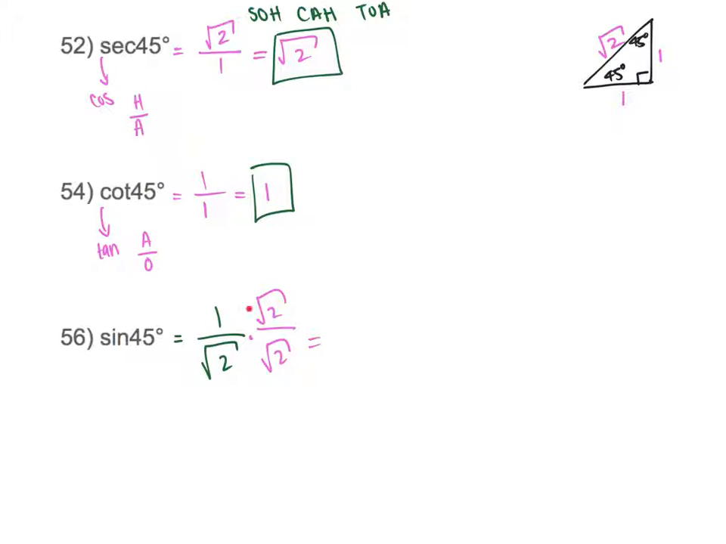So if I multiply the top here, I get the square root of 2, and the bottom, if I multiply, the root cancels, so that's just a 2. And so I have the square root of 2 over 2. And there we have it.